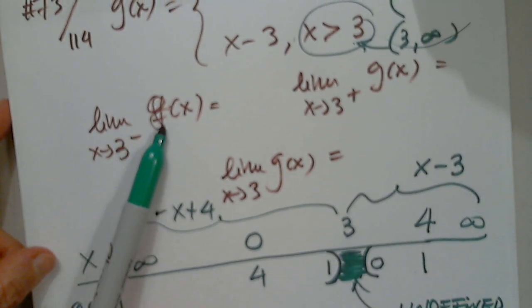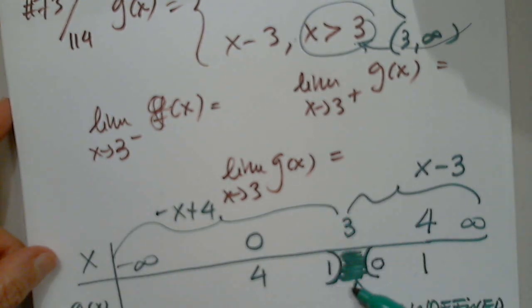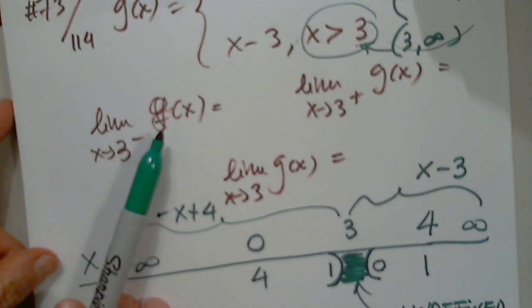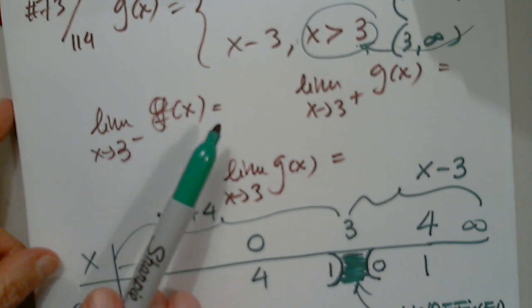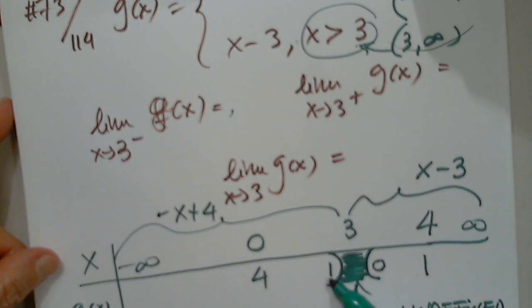If you understand this table, you will immediately, without even graphing, give me the limit as x approaches 3 from the left of g of x. Look here and identify the limit. We're going to graph it, of course. The limit of g of x as x approaches 3 from the left. What should I write? Exactly, 1.